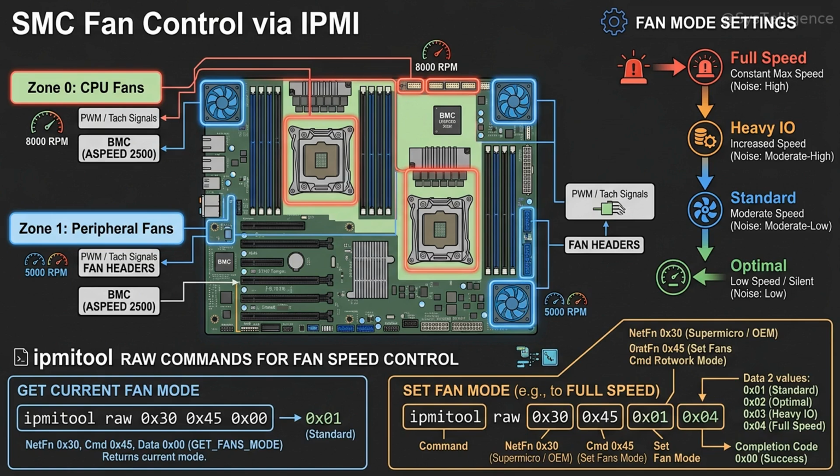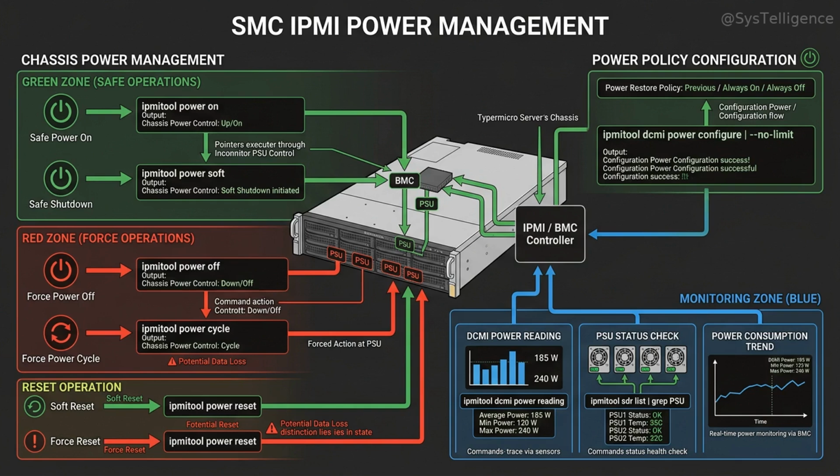Mode 0x00 is standard automatic fan control. Mode 0x01 is full speed, running all fans at maximum RPM. Mode 0x02 is optimal, running fans at minimum safe speed. Mode 0x04 is heavy I/O mode for storage-intensive workloads. This fan control is critical for managing GPU servers and high-density deployments. No other vendor exposes this level of fan control through IPMI.